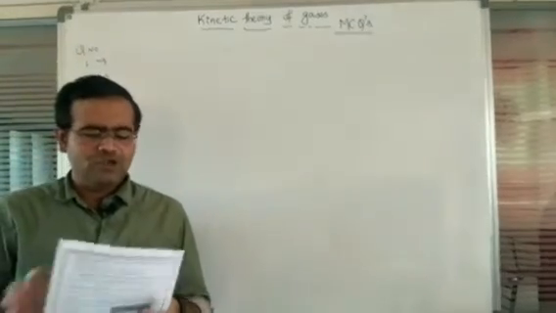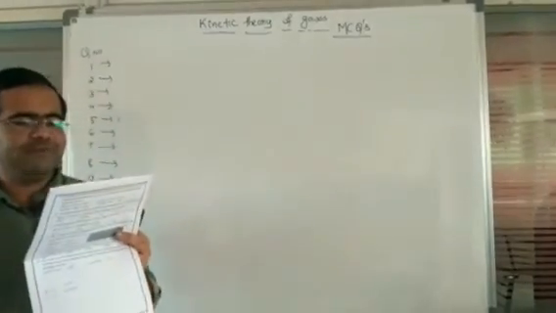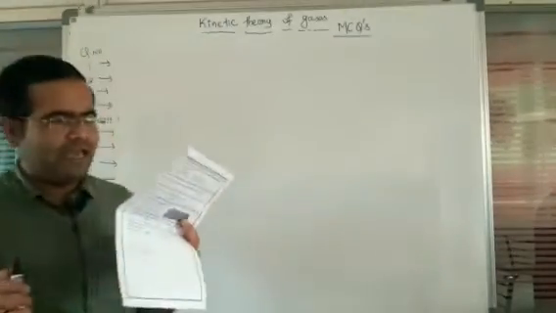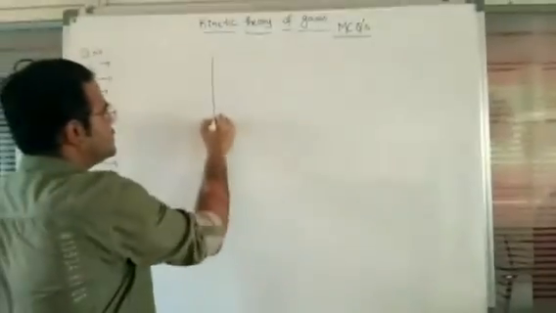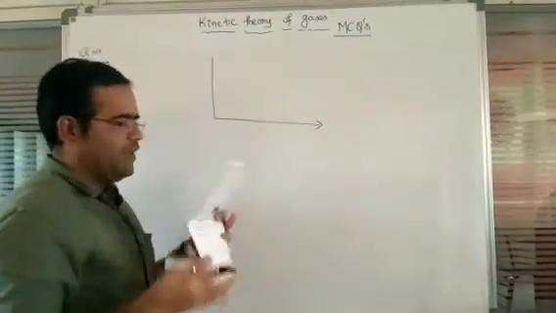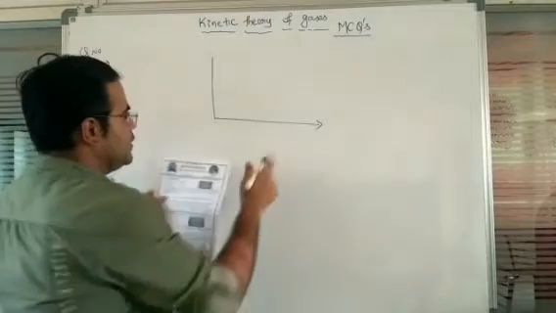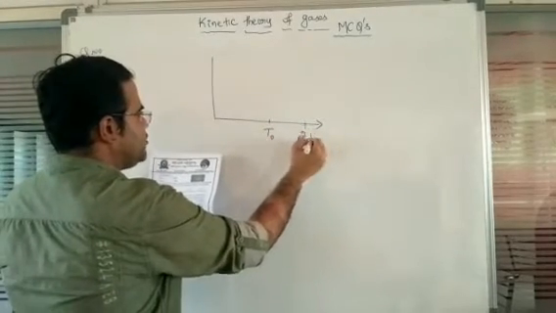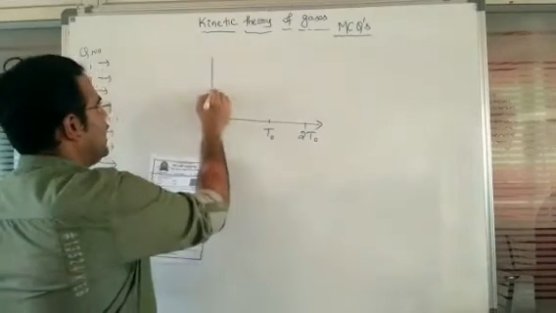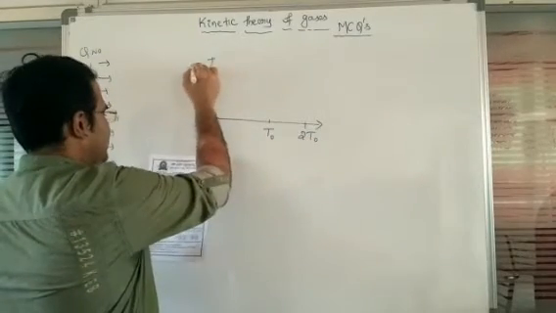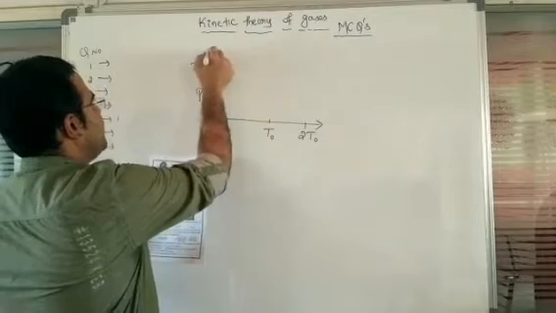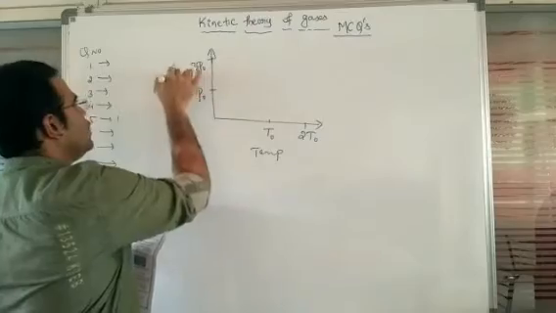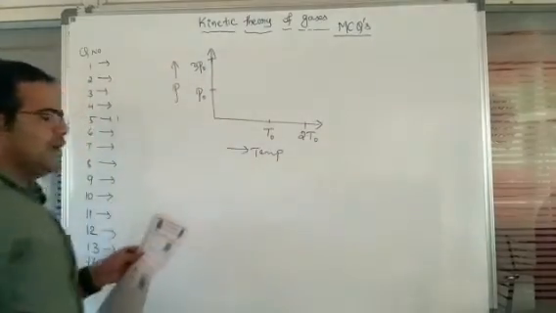In question number 1, the pressure versus temperature graph of an ideal gas has been shown. According to the diagram, the temperature is T naught and 2 times T naught, and the pressure is P naught and 3 times P naught. This is the temperature and this is the pressure along the y-axis. These are the given graphs.